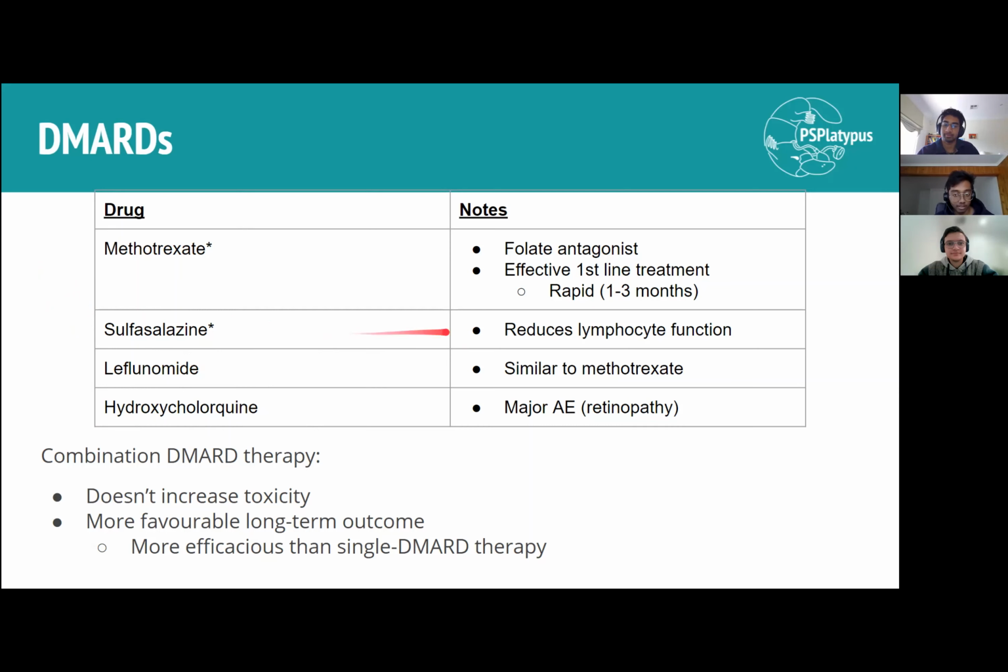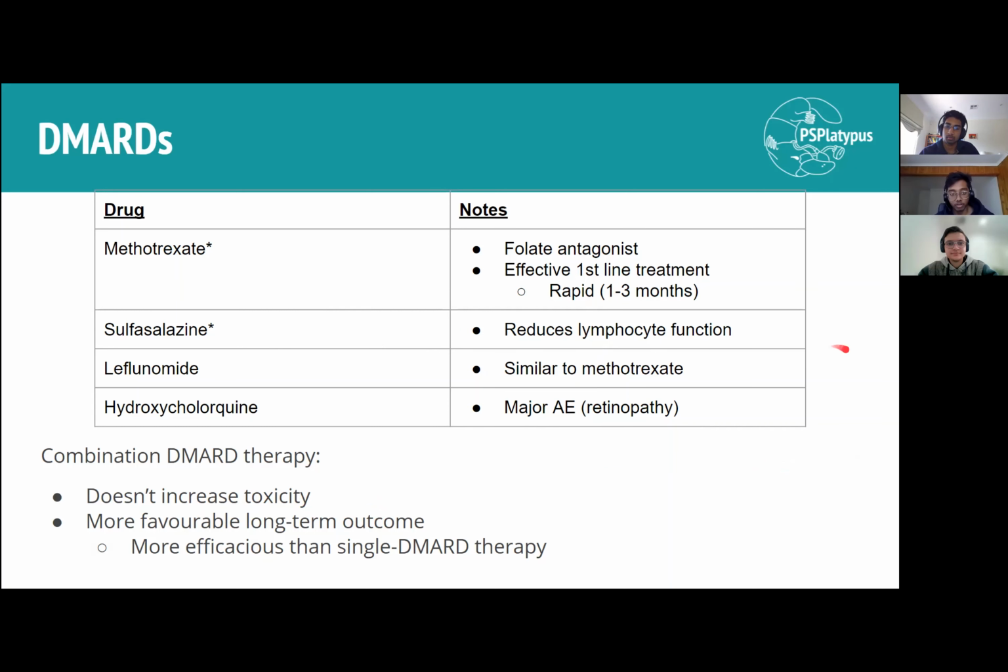The second one is sulfasalazine, a drug that reduces lymphocyte function. We have leflunomide, which is similar to methotrexate, but with lesser research backing it. Hydroxychloroquine has anti-rheumatic action, but its major adverse effect is retinopathy. So we've got a bunch of drugs. We can actually use them in combination with one another in combination DMARD therapy. It's believed that it generally has more efficacious action than single DMARD therapy, more favorable long-term outcomes, and doesn't really increase toxicity that much.